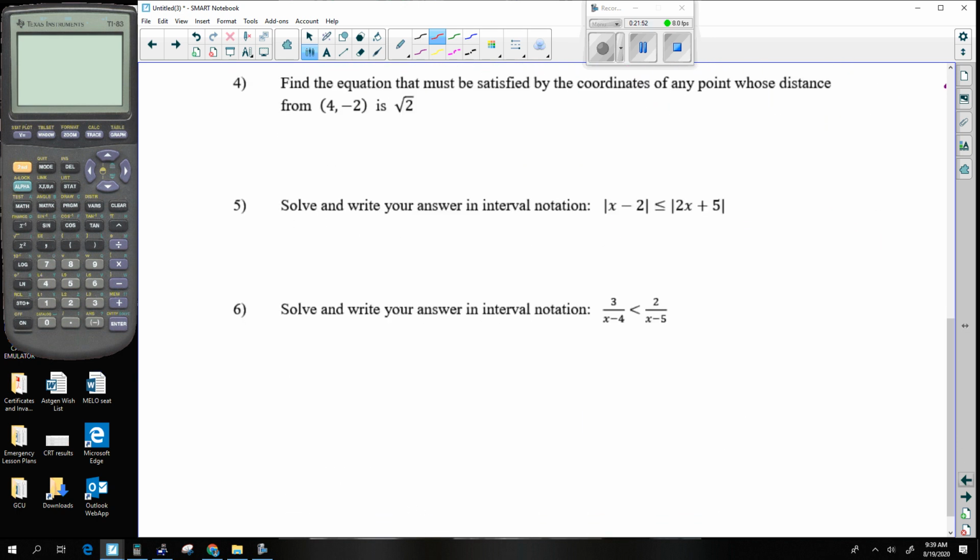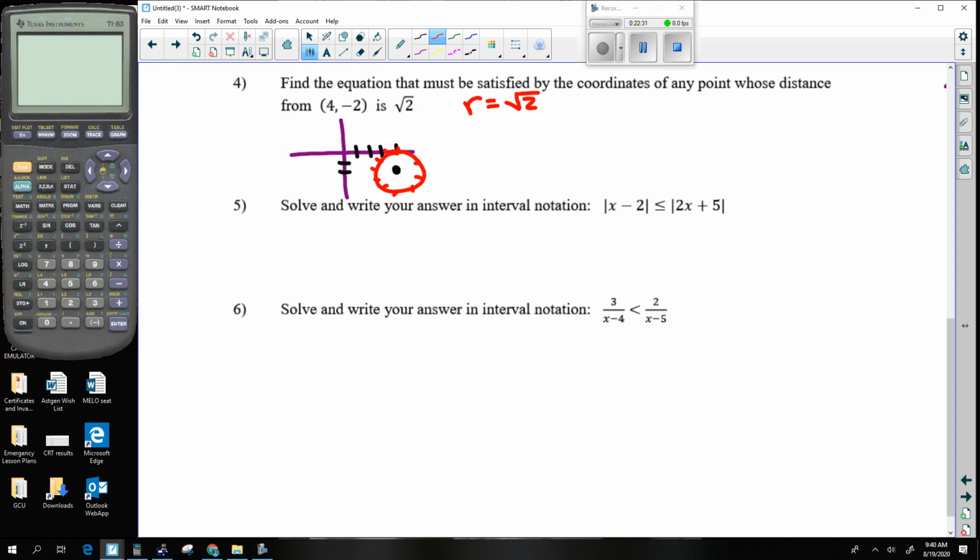Okay. Number 4, find the equation that must satisfy the coordinates of any point whose distance from 4, -2 is square root 2. This is just a fancy way of describing a circle. So if I have this point 4, -2, every point is square root 2 from it. So no matter where you look, it has a distance of square root 2. That's a fancy way of saying this is a circle with radius equal to square root 2.